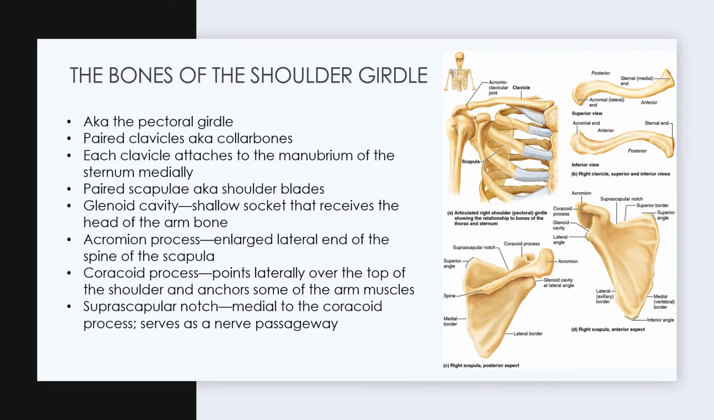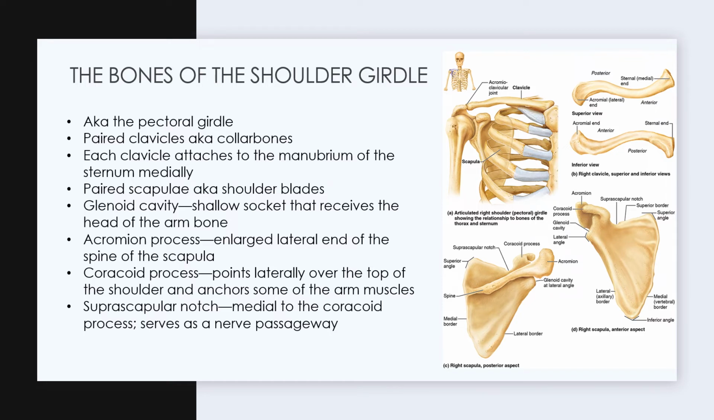Now let's start talking about the appendicular skeleton, right? Remember, appendicular is appendages, so this is going to be your arm, your limbs, right? So the bones of the shoulder girdle, aka the pectoral girdle, right? Paired clavicles are your collarbones, which you can palpate on yourself as well. Each clavicle attaches to the manubrium of the sternum medially, so right where that jugular notches that we just palpated on ourselves, it's going to attach very close to that area.